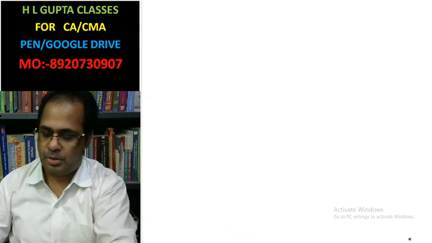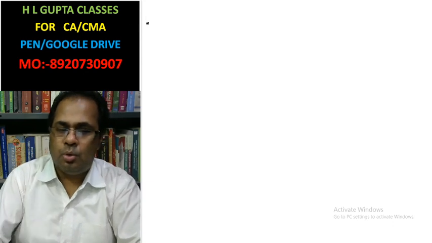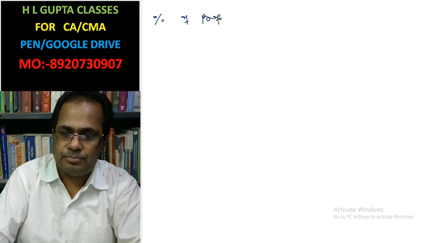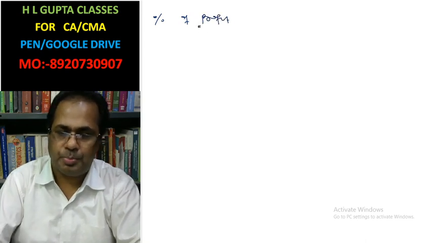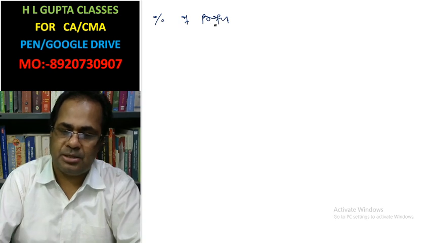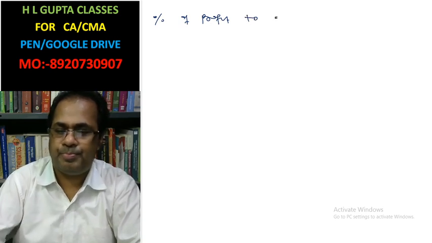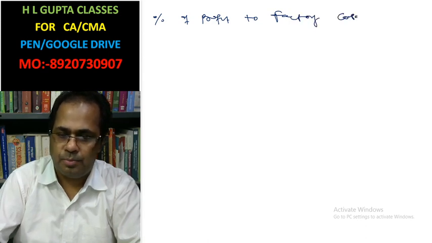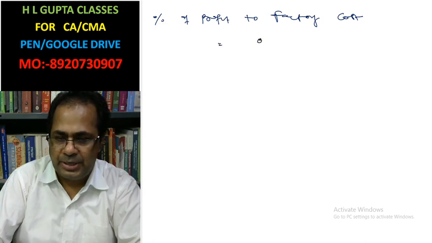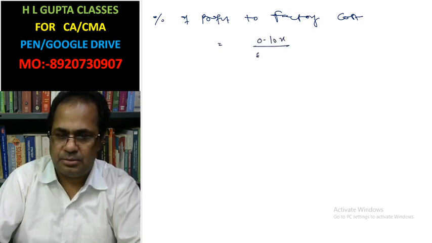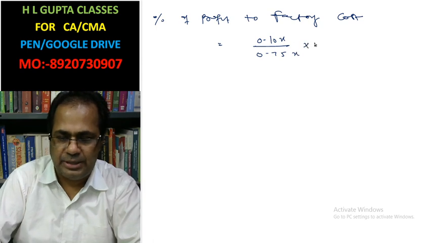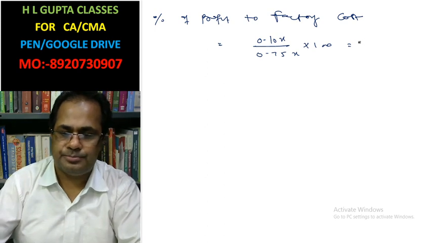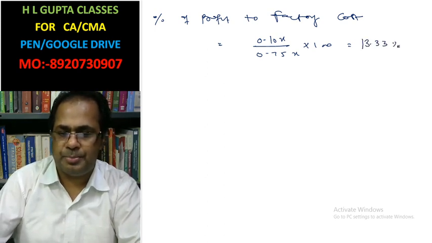Now the percentage of profit to factory cost. Profit is 0.1X divided by 0.75X into 100, that is 13.33%.